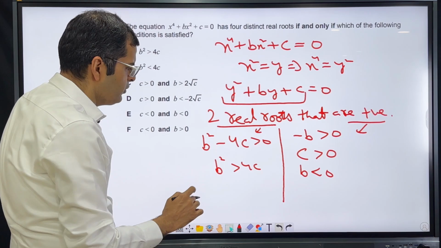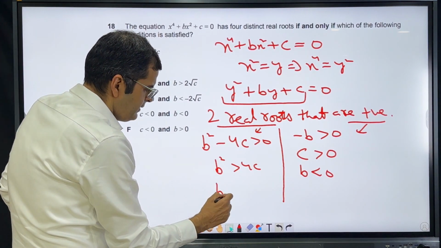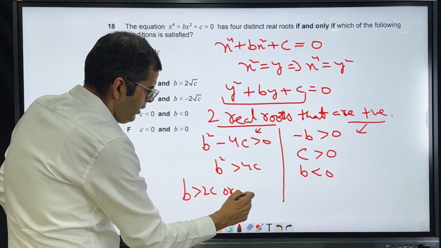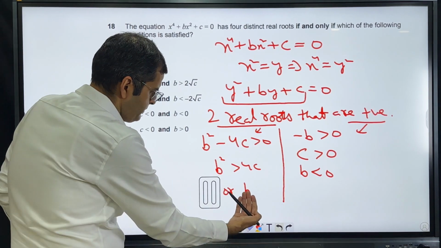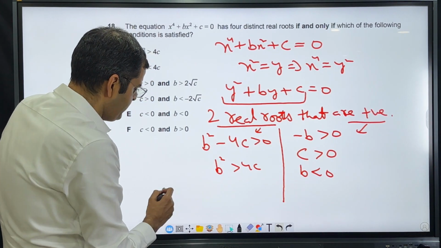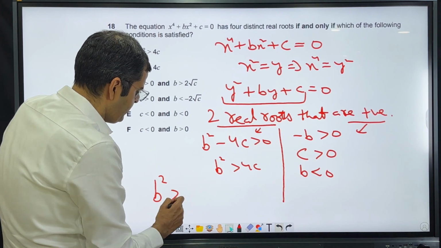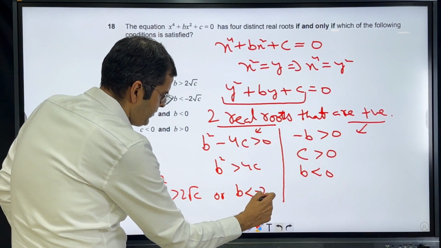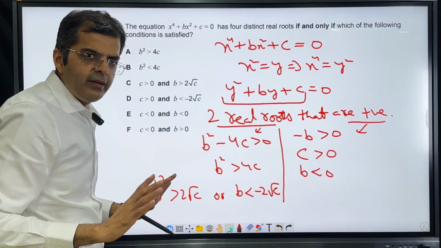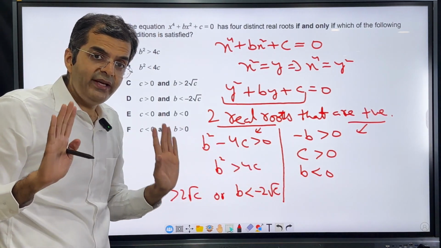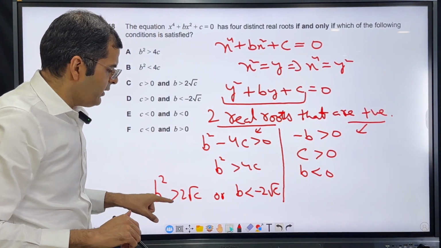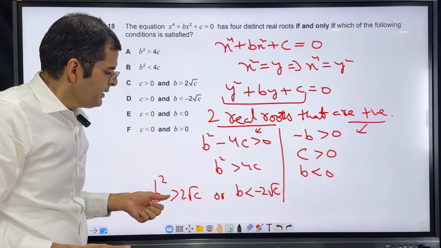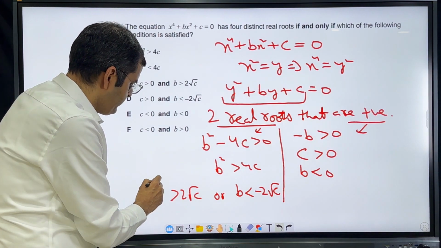Now b square is greater than 4c. That means b is greater than 2c, or not 2c. If b square is greater than 4c, that means b is greater than 2 root c, or b is less than minus 2 root c. Now c is positive, but b has to be negative because b is less than 0. Now in this case, 2 root c.